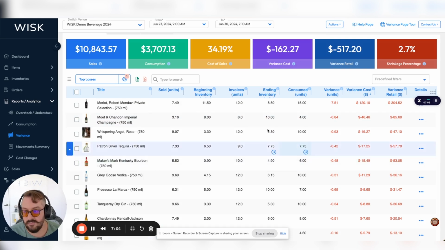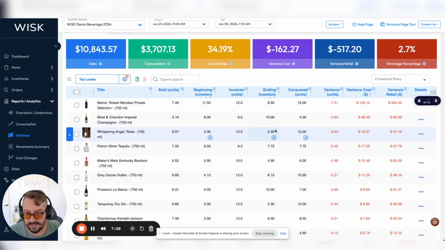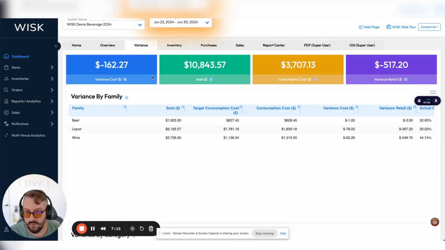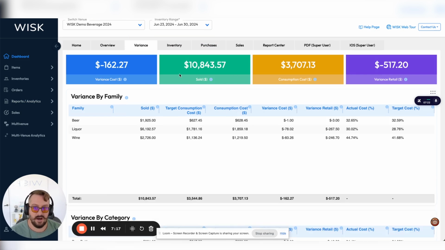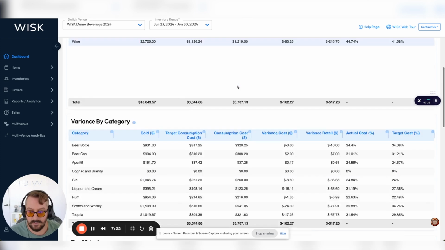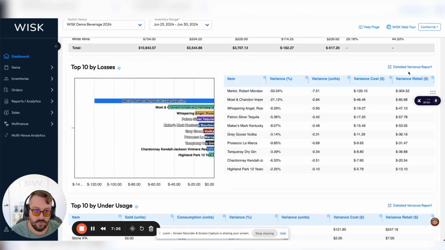So I love this report because you can go granular and then talk to your staff and bring these things down, because this is money in your pocket. Again, I recommend on the dashboard we focus on the variance page. Look at it at a high level, see if there's a problem. If there is a problem, you can see it at the family level. You can zoom in at the category level. You can even just focus on the top 10. But if you want to go granular and see everything, you click on the detailed variance report and you can literally see any item you have in stock, and what the variance was for that item.